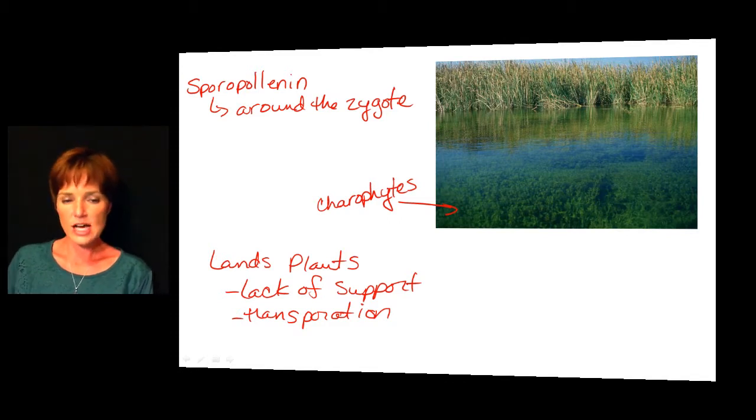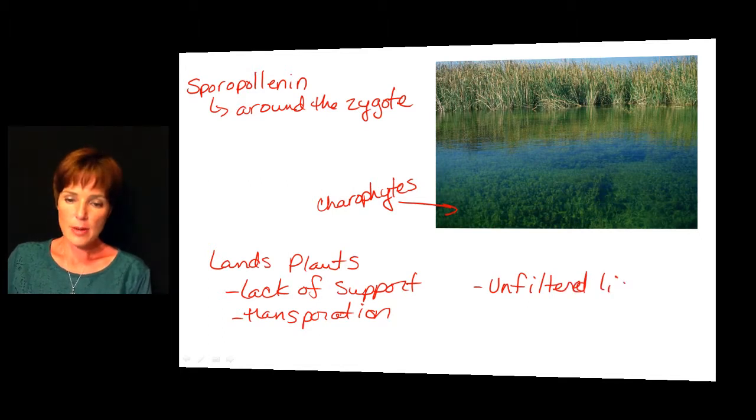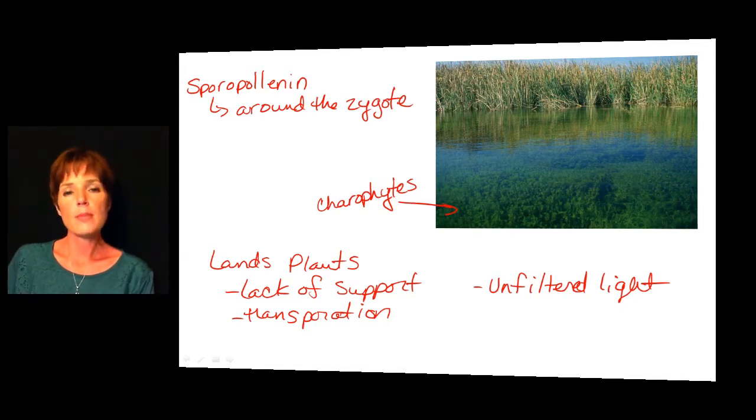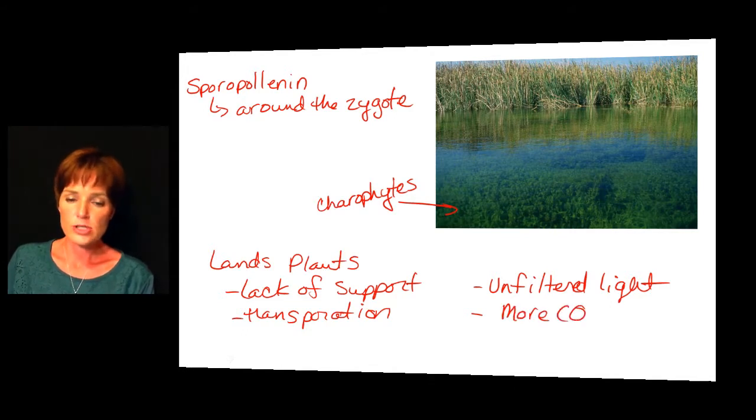Another problem was that they had to be able to adapt to unfiltered light. So if it's not passing through the water, they're going to get a lot more light, which can be a good thing, but it can also be harmful if you're not ready to deal with that much incoming light. It can cause photooxidation problems. And then they're also going to, if they're able to get out of the water, have access to more CO2. And more CO2 would enable them to have better photosynthesis.